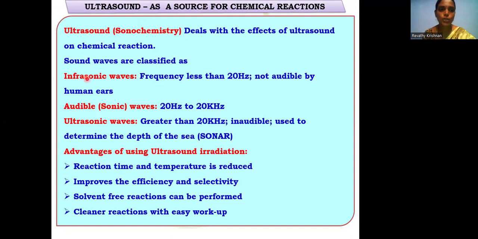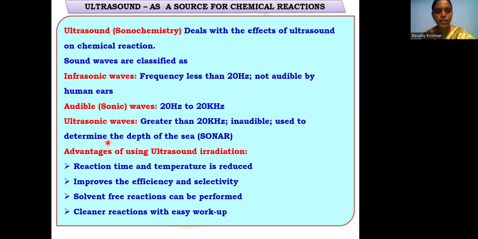Sound waves are basically classified into three different types. The first one is infrasonic waves, whose frequency is less than 20 Hz. It cannot be heard by human ears. The next one is audible waves, or sonic waves. It is audible to human ears, with a frequency of 20 Hz to 20 kilohertz. And then the ultrasonic waves. Here, the frequency is greater than 20 kilohertz. It is inaudible to human ears. This kind of ultrasonic wave can be used to determine the depth of the sea, that is, sonar.